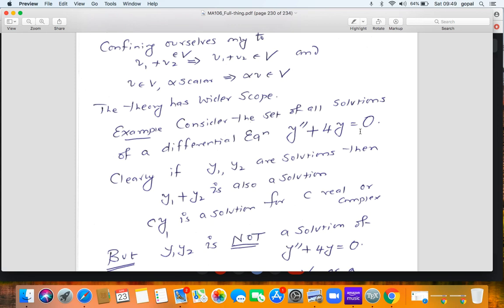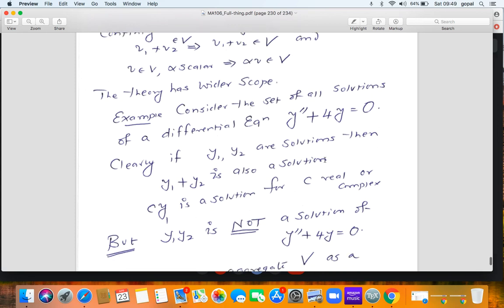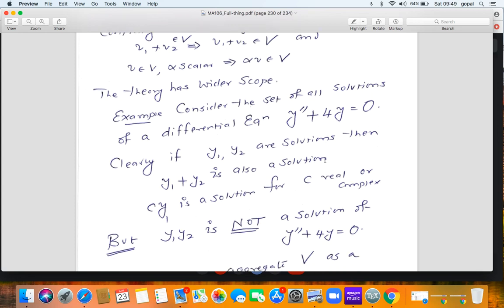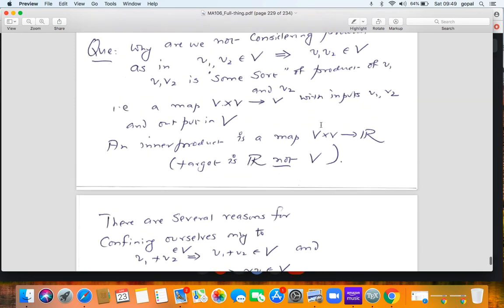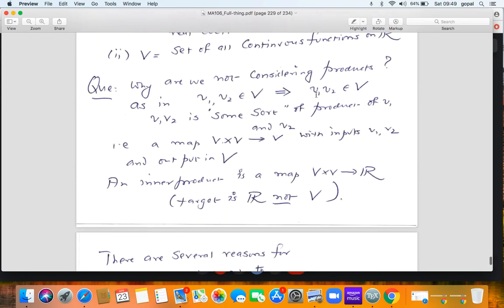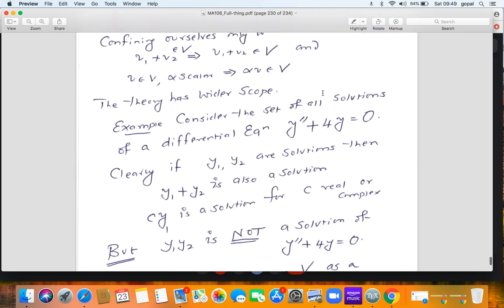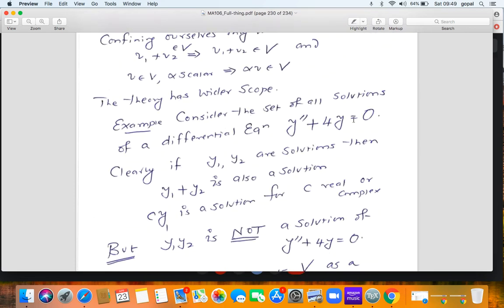Superpositions of two solutions is a solution. But if y1 and y2 are two solutions, the product y1 y2 is not a solution of y double prime plus 4y equal to 0. So if you demand products, if you want to define some kind of a product and include these kinds of things, then the scope of the theory gets quite limited. You will not be able to deal with situations like solutions of differential equations.